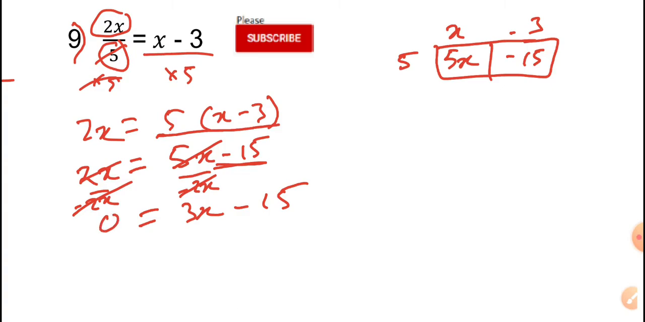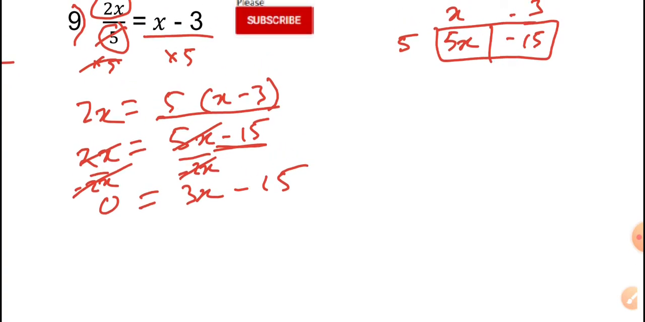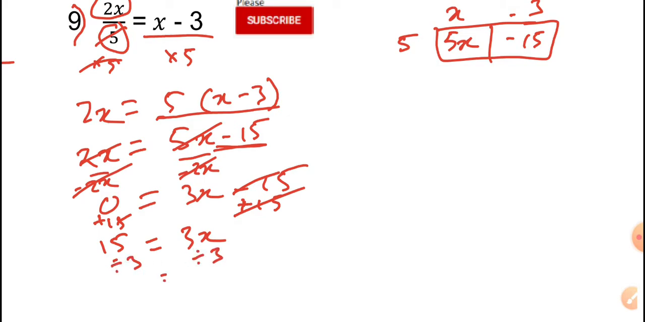So to get the x on its own, I will have to add 15 to both sides. So add 15 here, add 15 here. Now the take away 15 and the add 15 cancel out, leaving just 3x. And here on the left hand side, 0 add 15 is just 15. Now to get the x on its own, I have to divide the right hand side by 3 and the left hand side by 3. So 15 divided by 3 is 5, and the times 3 and divide cancel out, leaving just x. So 5 is equal to x, or x is equal to 5.